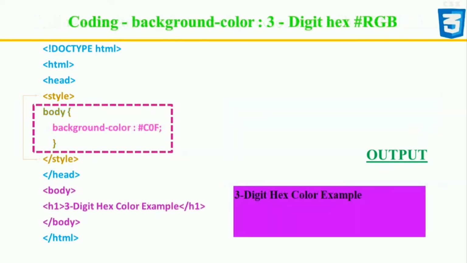And here is an example to demonstrate the 3-digit hexadecimal representation of a color of the form #RGB. In this example, we mentioned the hex triplet value #C0F, which will display the color closest to magenta, and this color can also be known as vivid orchid.